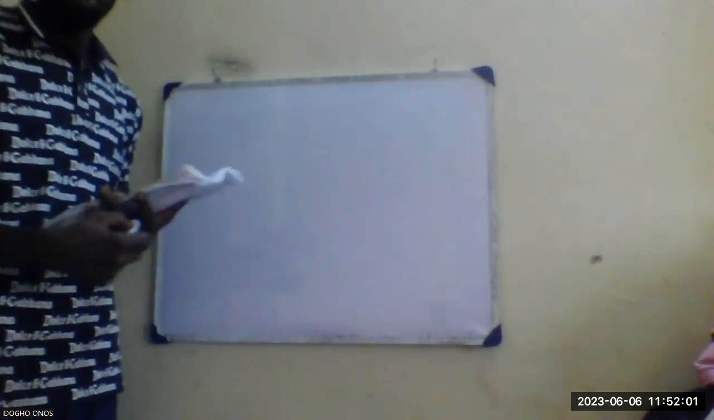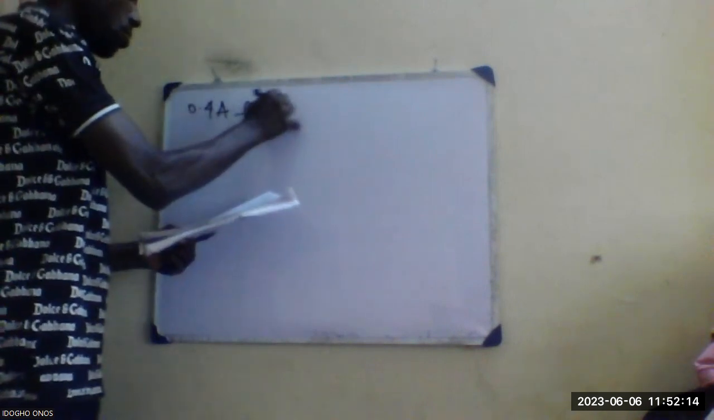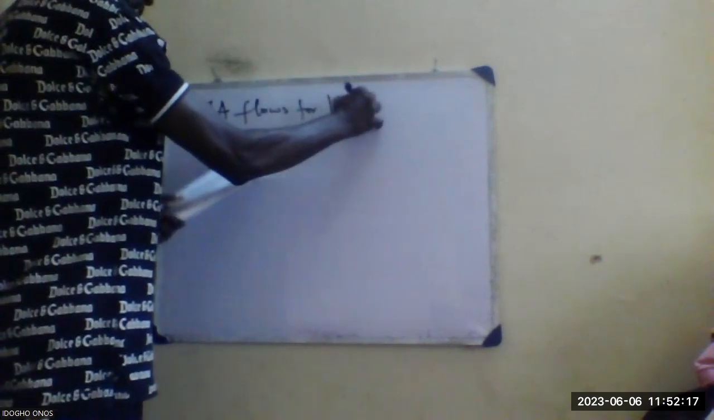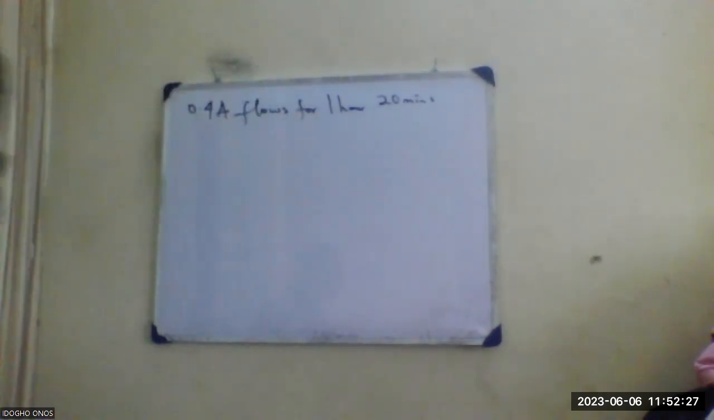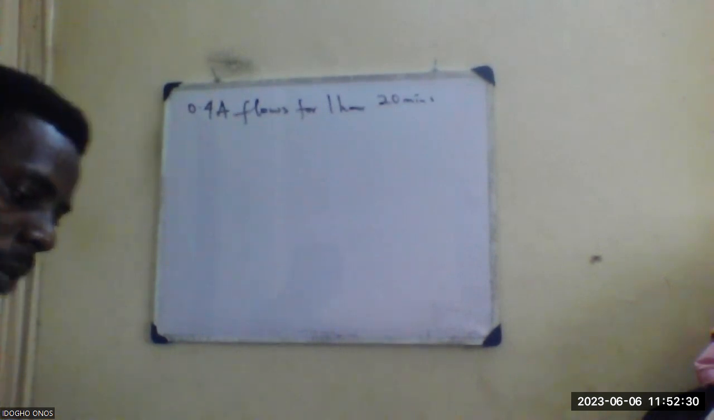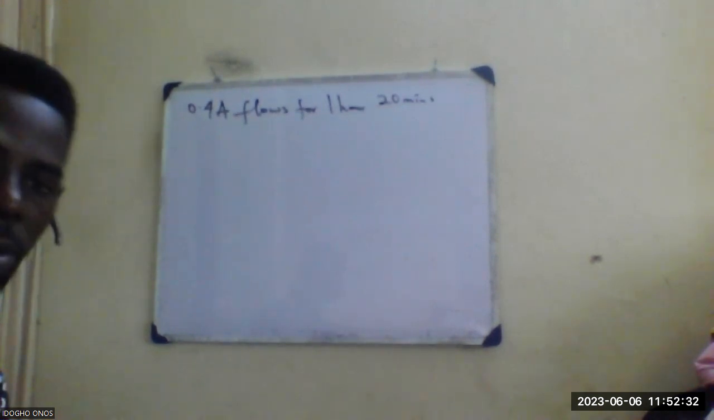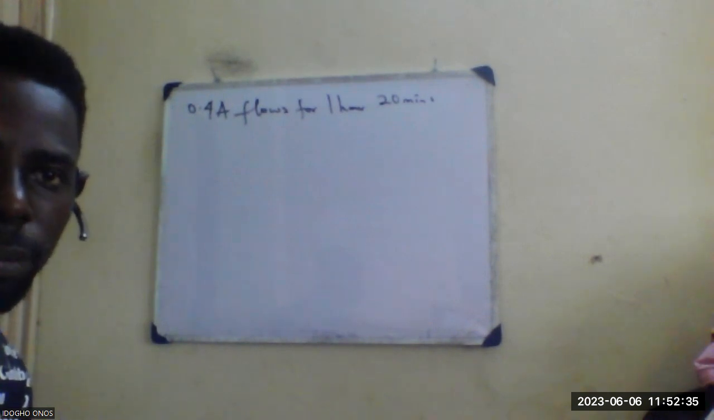Calculate the quantity of electricity. If you can take down the dictation, you can write it down. Calculate the quantity of electricity passed when 0.4 amps flows for 1 hour, 20 minutes through an electrolytic cell.